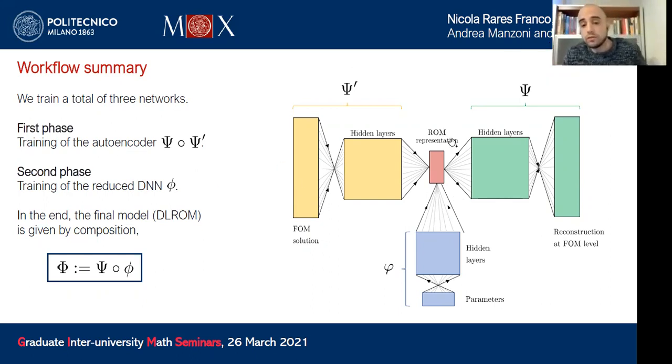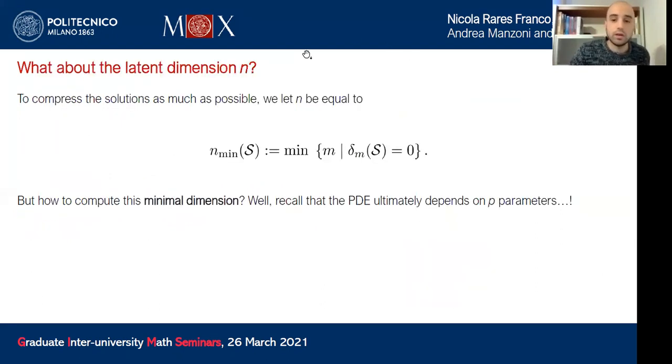Once I have the low-dimensional representation of the solutions, well, I still need to understand which is the link between the parameters and the solutions. And this is the work for the network phi. Phi is going to map each parameter to a low-dimensional version of the solution. And finally, the final model is given by composition, because I take a parameter, map it through phi in the low-dimensional representation, and I use the decoder psi to obtain the high-fidelity reconstruction. So this is why we consider this to be a constructive approach.